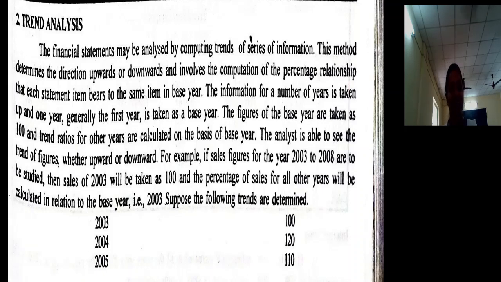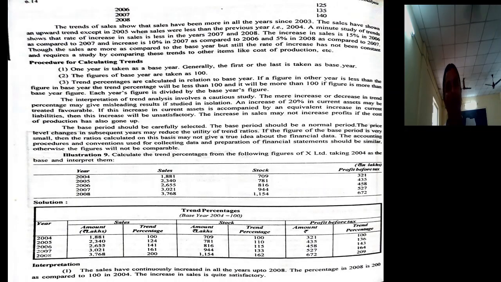See, what is given is trends. Trends are given, not sales. They have given us trend. 2003 trend is 100. Anyway, it is considered as 100. In 2004 there is an increase by 20. 2005 decreased by 10 when compared to the previous year. 2006 again increased. 2007 again it shows an increase in trend. 2008 again it shows an increase in trend.